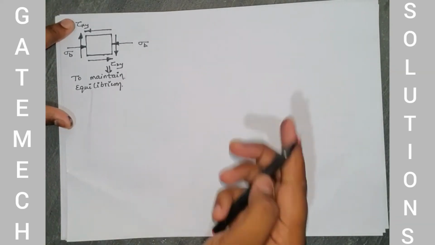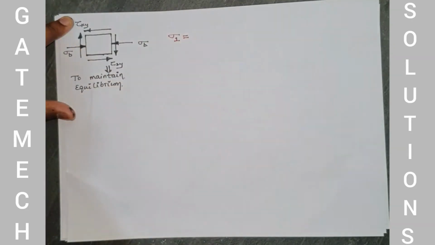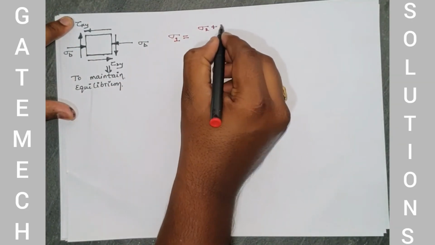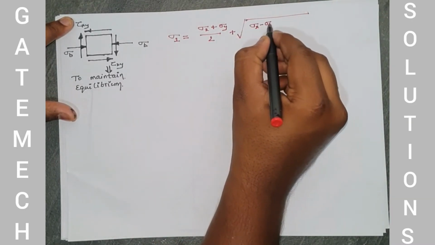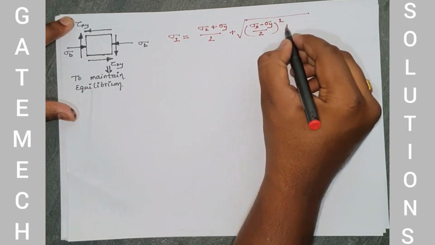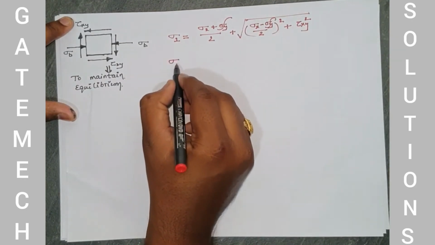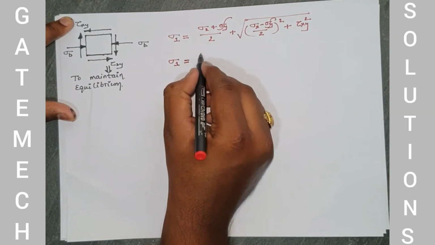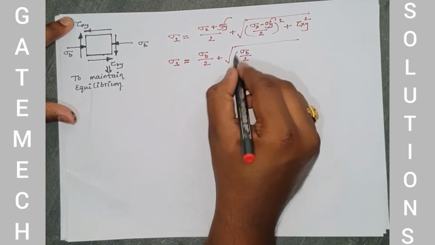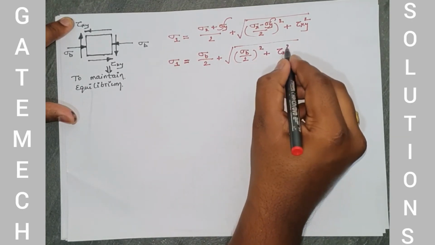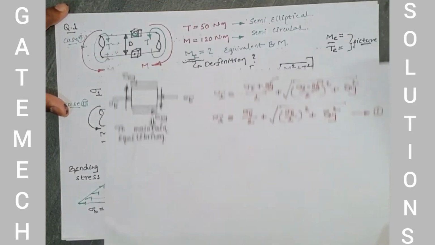Now, according to the state of stress, if you want to calculate the major principal stress, the formula everyone knows: (sigma x plus sigma y) by 2 plus the square root of ((sigma x minus sigma y) by 2) whole square plus tau xy square. But here sigma y value is 0. Directly we can apply sigma x as sigma b: sigma b by 2 plus the square root of (sigma b by 2) whole square plus tau xy square. Equation number 1. So this is for this case.